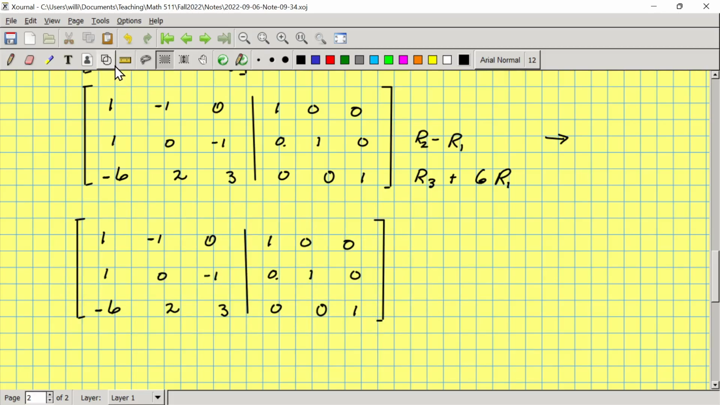Okay, so we're replacing row 2 and row 3, so I guess I'm going to erase row 2 and row 3 from my copy. You know, I should have realized I can also do this.